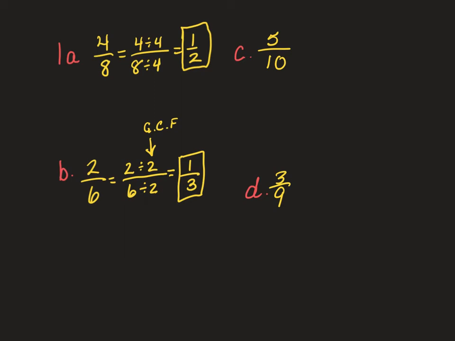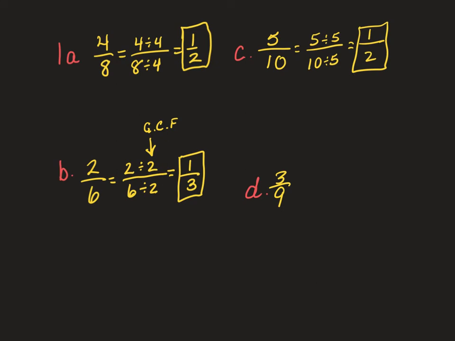C. 5/10. Look at your numerator. It's 5. What are the factors? 1 and 5. Can 10 be divided by 5 evenly? Yes, we know that because anything that ends in 0 and 5 can. So we're going to write it out. 5 divided by 5, 10 divided by 5. 5 divided by 5 is 1. 10 divided by 5 is 2. Box in, highlight your answer.